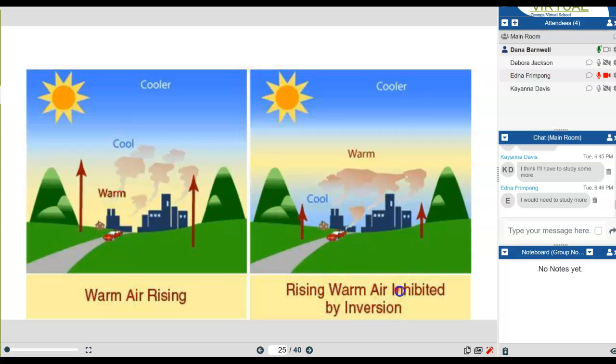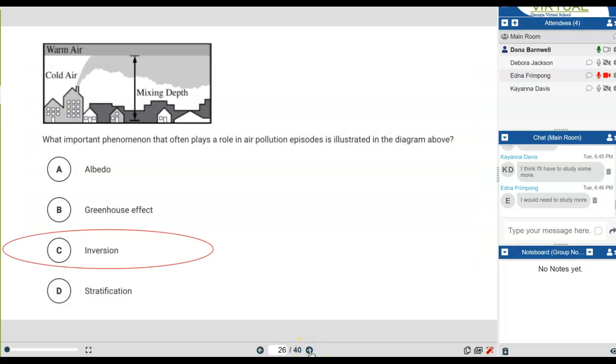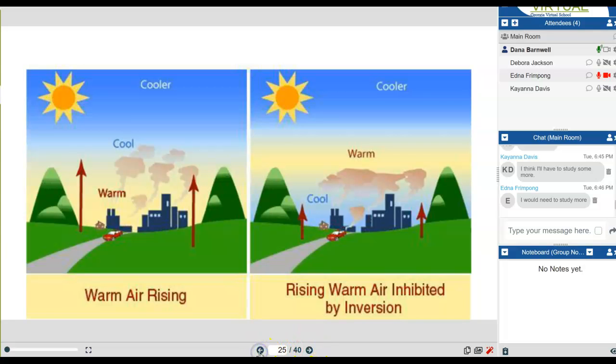So it's that rising warm air that is going to inhibit the dissipation of that air pollution, and that's what we're referring to as that inversion. Again, one of the more famous examples I mentioned was the one that occurred in London. Thousands of people died as a result of the inversion.